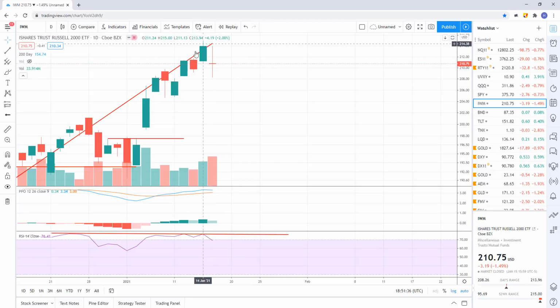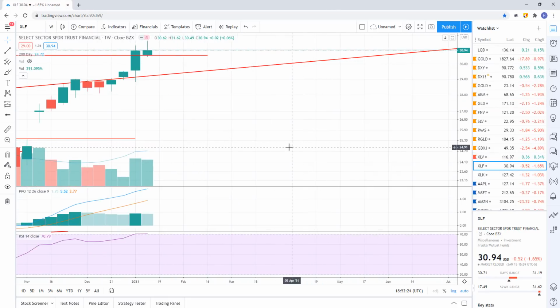Although this is kind of an indecisive candle, where it closes right in the middle. This is an indecision candle. So we don't quite know if it wants to go higher or break lower. I'd look for the next candle to help confirm.